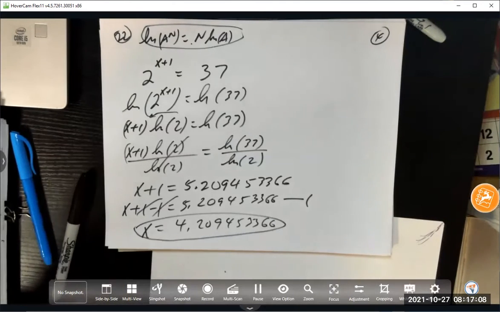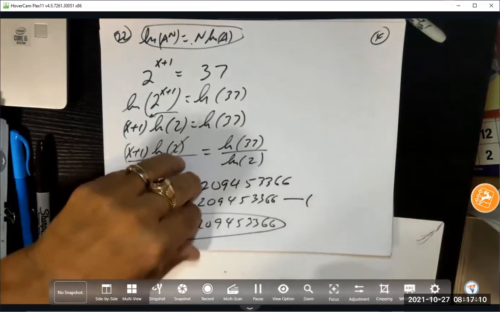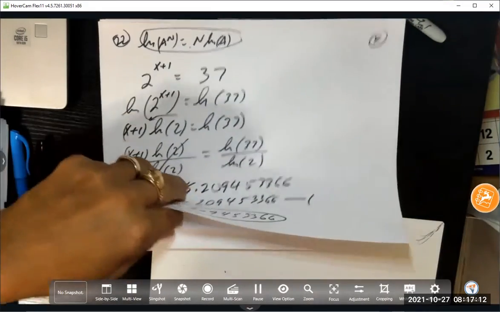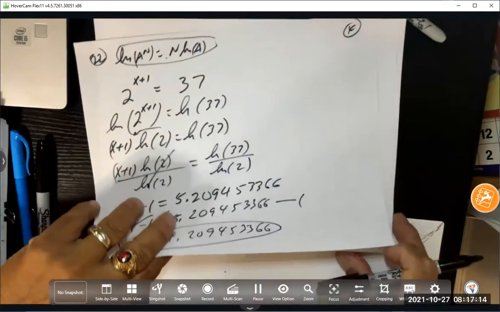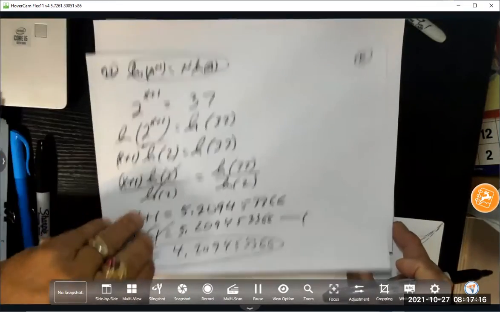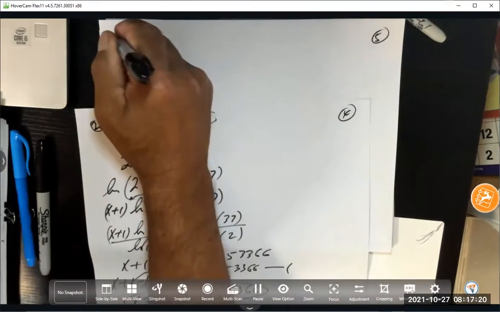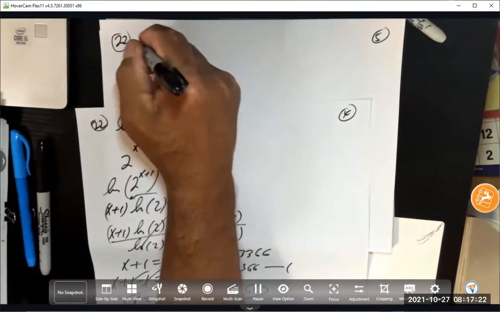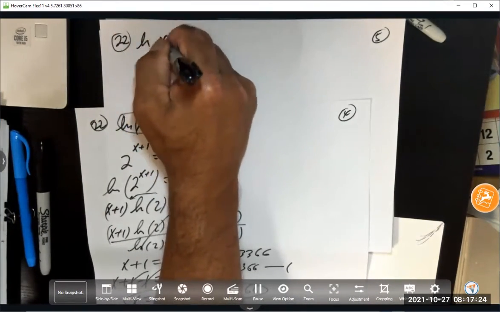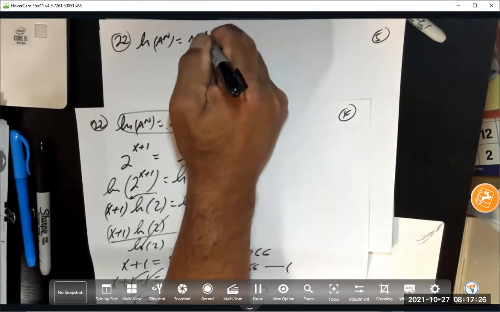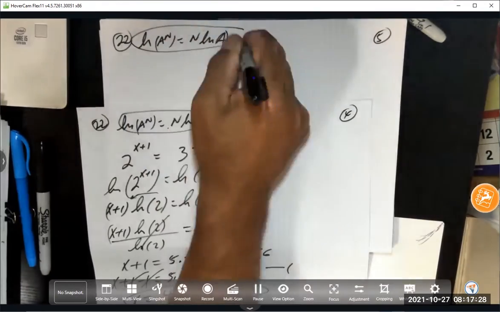Okay, I'm ready. Same problem, I'm just gonna change the numbers. Page number 5, same thing. Number 22 again. Log of a to a power is n ln of a. Okay, we're gonna use this formula again.